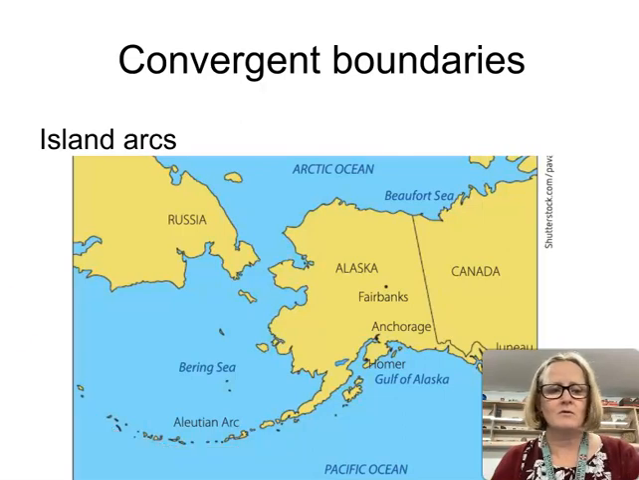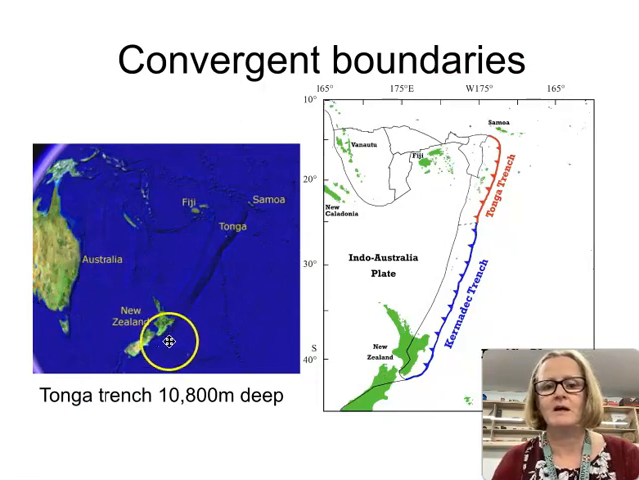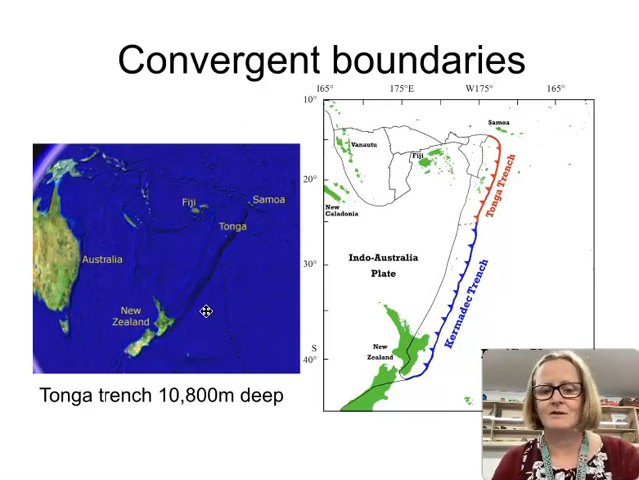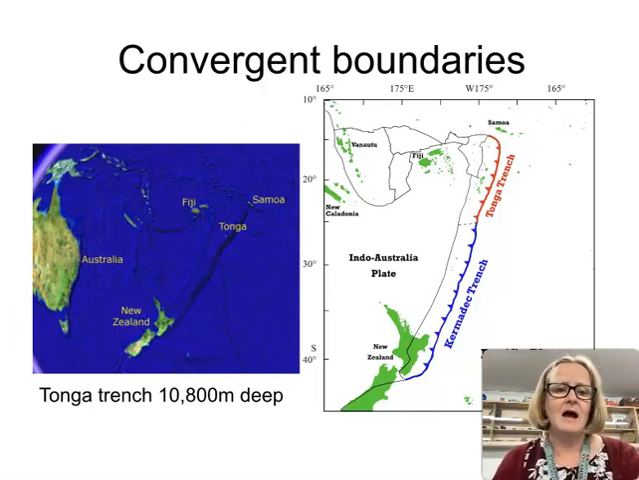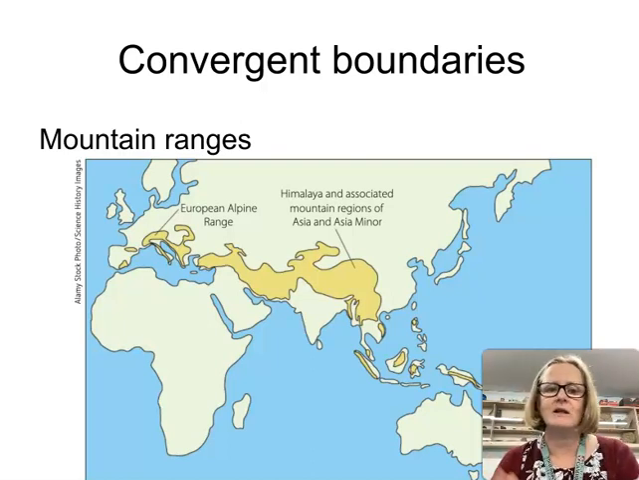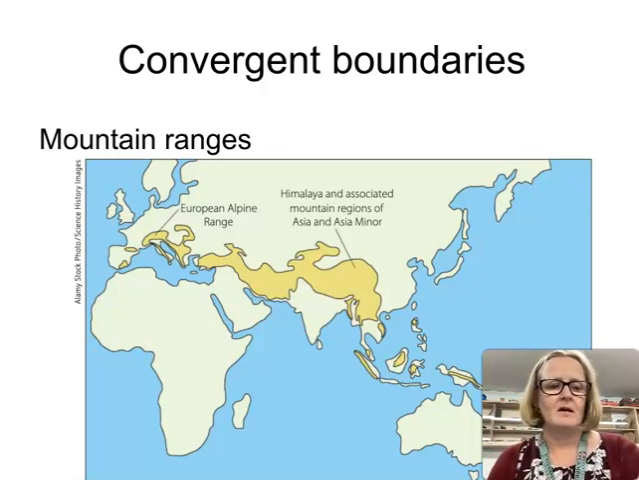We can also see very deep trenches. So just off the coast of Australia and New Zealand, we have the Tongan Trench. That's a very deep part of the ocean, over 10,000 meters deep. And we also get mountain ranges where continent meets continent, and you get the famous Himalayan mountains, as well as the Alps in Europe. They're all formed by plates coming together and pushing up in the middle.